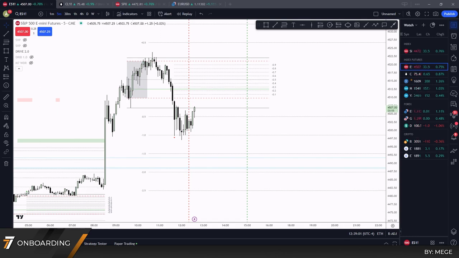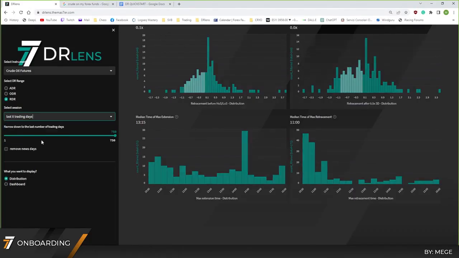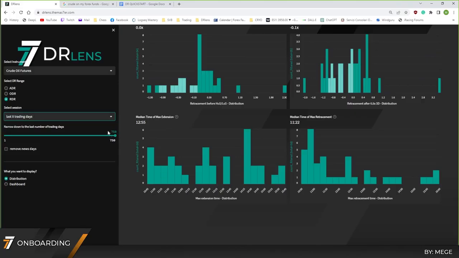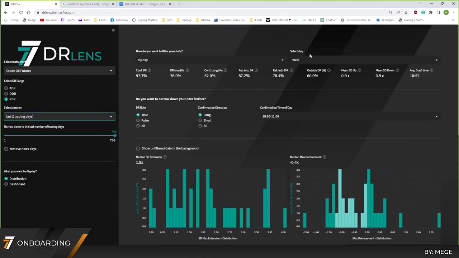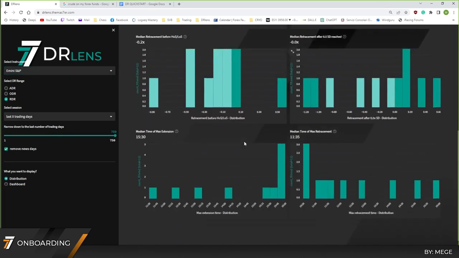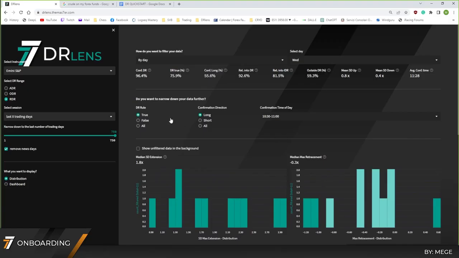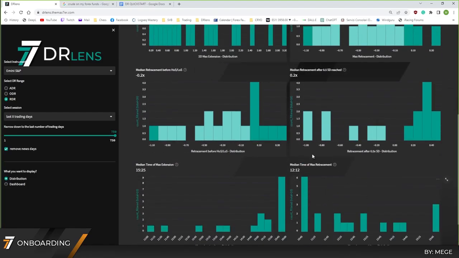Another trick I want to show you guys on the lens. You can also do last trading days, and you can say I want to see the data for the last 750 trading days. Let's change some instruments. This will show you more recent data.